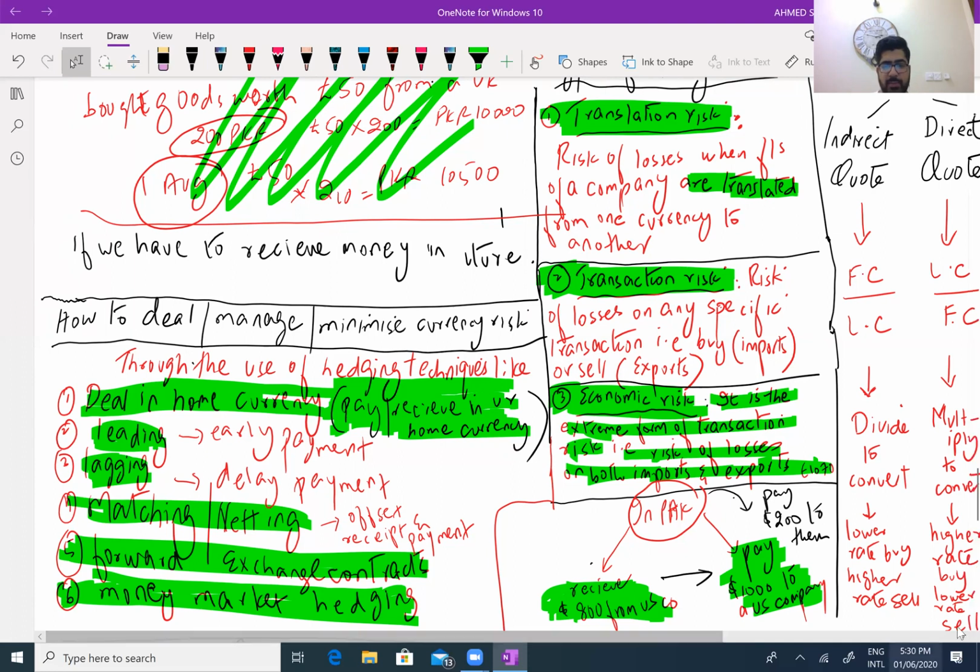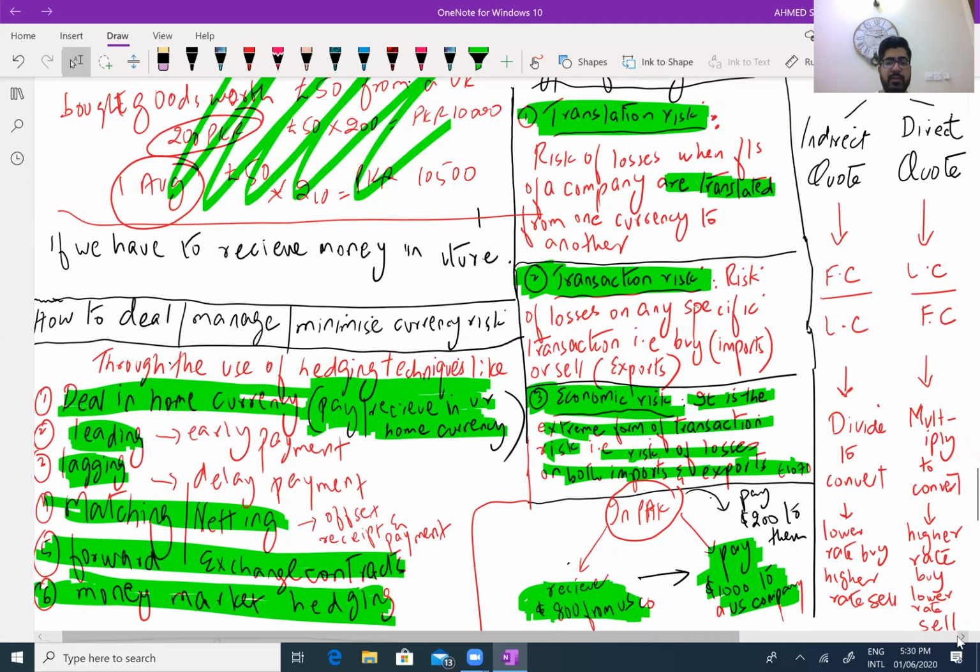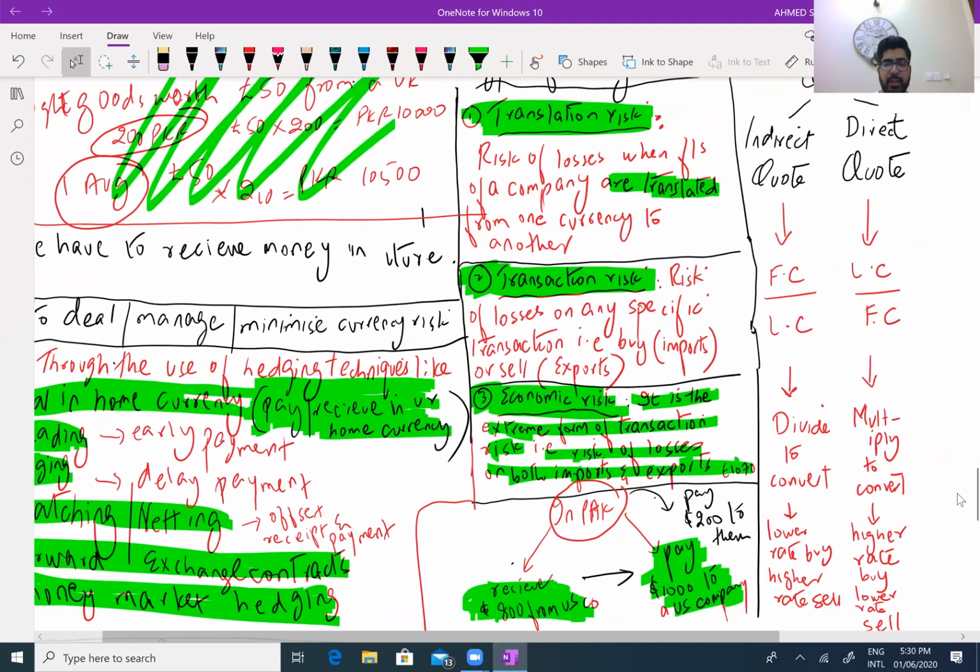Now let's move towards some practical stuff. The 5th hedging technique to deal with, manage, and minimize currency risk is called forward exchange contracts. Okay. Now, before starting forward exchange contracts, I want to teach you one thing.